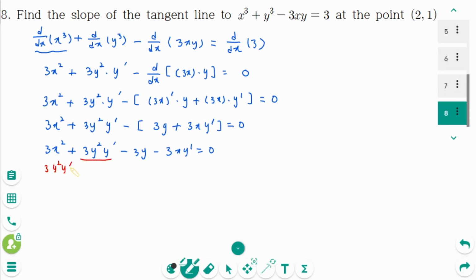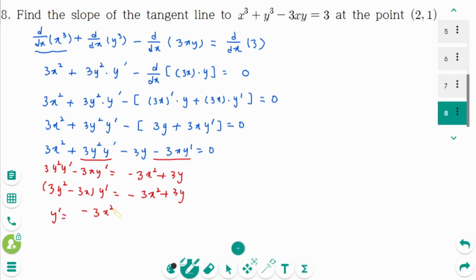3y squared y prime minus 3x y prime equals minus 3x squared plus 3y. Then factor: (3y squared minus 3x) times y prime equals minus 3x squared plus 3y. Then y prime equals (minus 3x squared plus 3y) over (3y squared minus 3x). Then we can simplify: (minus x squared plus y) over (y squared minus x).